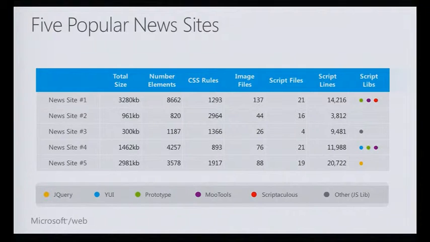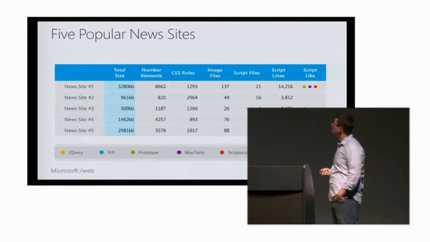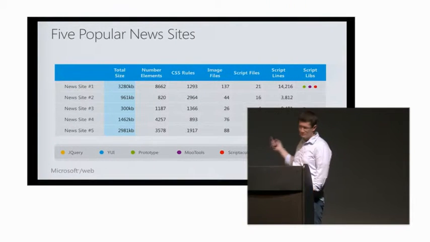This is the total size of the site. These are the number of elements, the number of CSS rules, images, scripts, and then this is how many different scripting libraries are included on each one. So if we go through the total size, you can see site 1's the biggest.